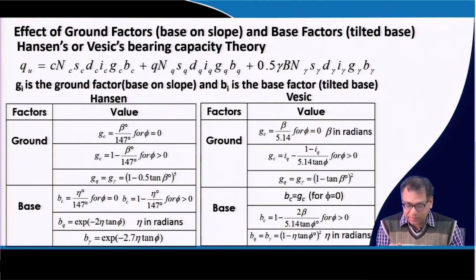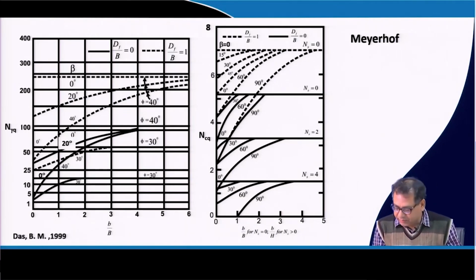Now, these are the recommendations proposed by Vesic and Hansen, and remember that here both the base factors and the ground factors are incorporated. But Meyerhof also suggested methods by which we can determine the bearing capacity of the foundation when it is resting on the sloping ground, but Meyerhof has not considered the tilting base effect. So, you can consider that procedure only if the foundation is on the slope but horizontal, not tilted. Let me discuss that procedure first, then I will go to the example problem.